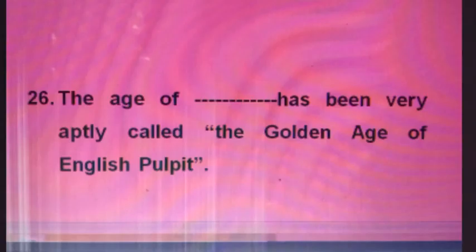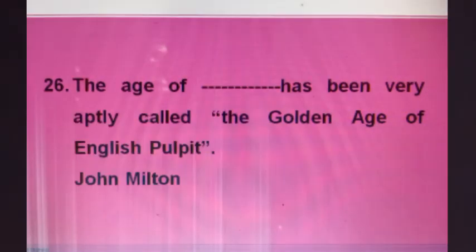Question number 26. The Age of Dash has been very aptly called the Golden Age of the English Pulpit. Answer: John Milton. The Age of John Milton has been very aptly called the Golden Age of the English Pulpit.